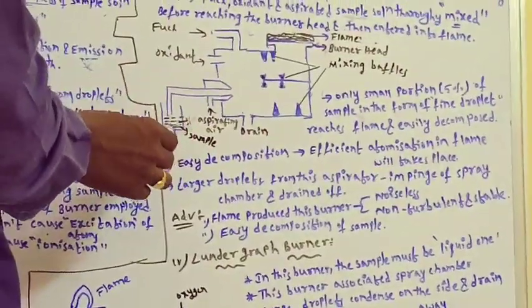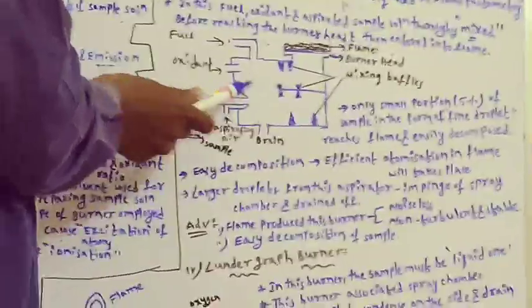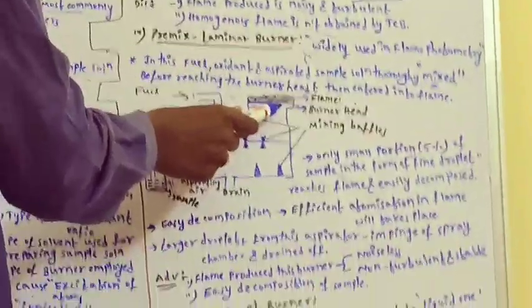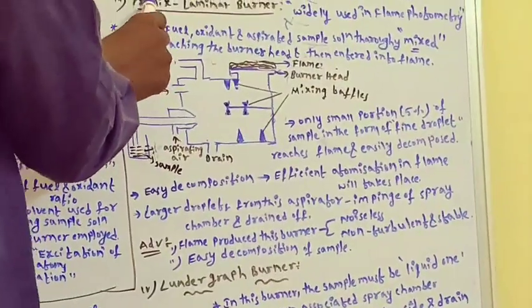When the sample in the form of droplets or neutral atoms reaches here, oxidant and fuel also come here. All of this is mixed by the mixing baffles before reaching the burner head. That's why it is known as premix.